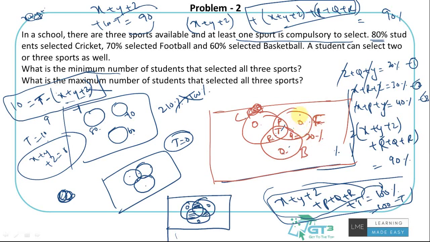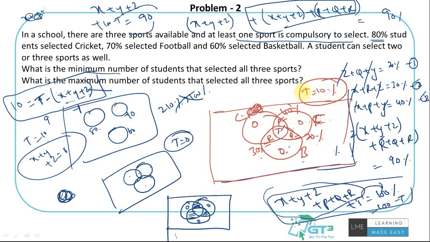Similarly, football is played by 70%, which includes P, Q and T. So these three are already part of the 70%. Automatically R must be the remaining 30%, right? 100 minus 70 is 30%. Similarly, P will be 100 minus basketball's 60%, so 40%. So both cricket and football is played by 40%, football and basketball is 20 and cricket and basketball is 30. 40 plus 20 plus 30 is 90, so T has to be 10%.